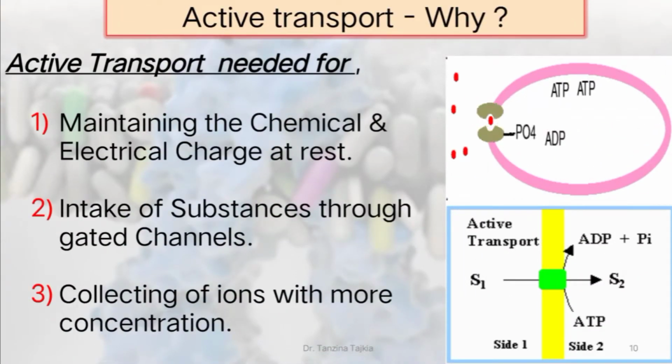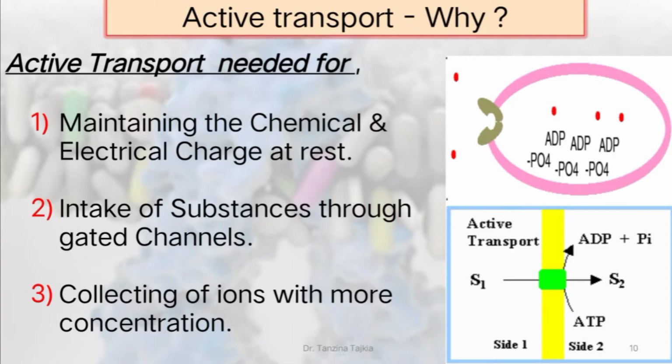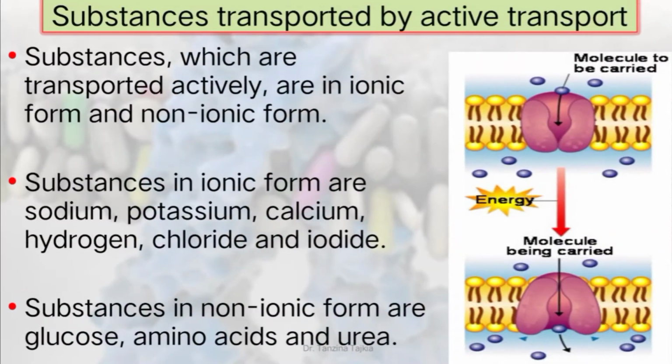Active transport is needed for maintaining chemical and electrical charge at rest. Secondly, intake of substance through gated channel. Thirdly, collecting of ions with more concentration. Substances which are transported actively are in ionic form and non-ionic form. In ionic form, these are sodium, potassium, calcium, hydrogen, chloride and iodide. And non-ionic forms are glucose, amino acid and urea.